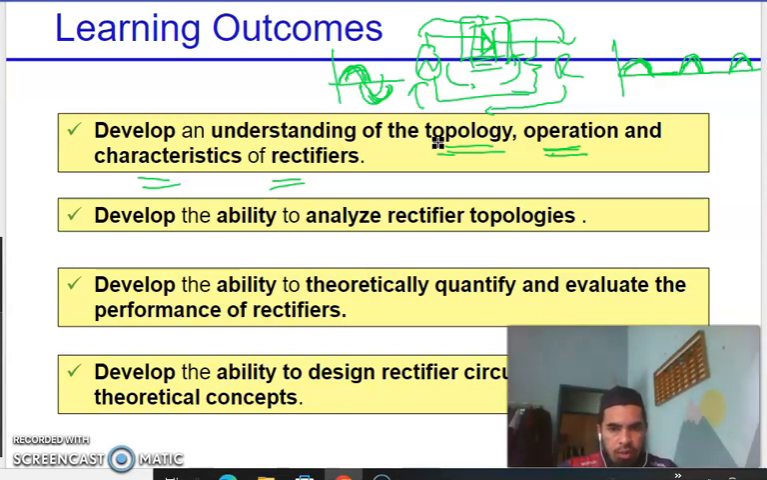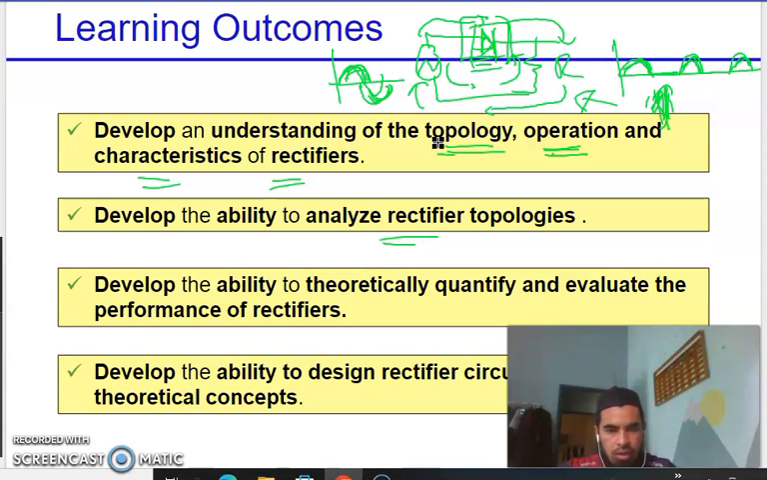Then you should be able to develop the ability to analyze the rectifier topologies. So you know the topology operation, you know how to analyze, and you should be able to see what happens at the output. You should be able to anticipate what is actually happening in the circuit, and develop the ability to theoretically quantify and evaluate the performance of a rectifier.